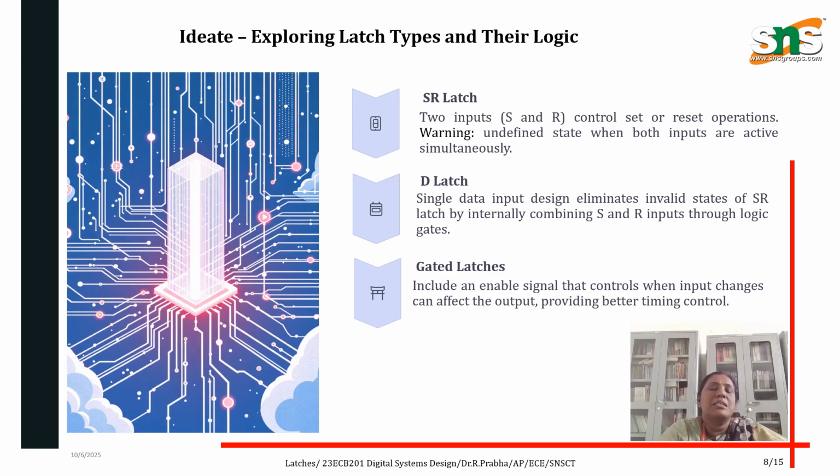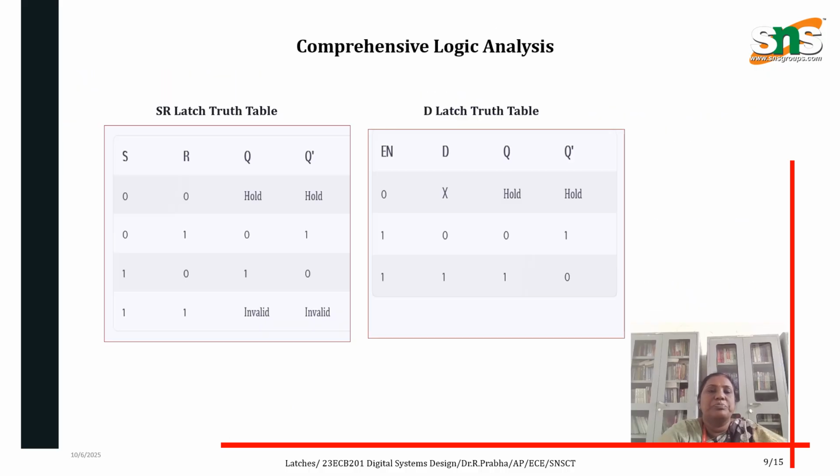And a D latch is nothing but a data latch. So it stores the single data input, and when data input is 0, the output is 0, and if it is 1, the output is 1. So we can understand that D latch holds the data, and the gated latches are the third category. They include an enable signal that controls when input changes can affect the output.